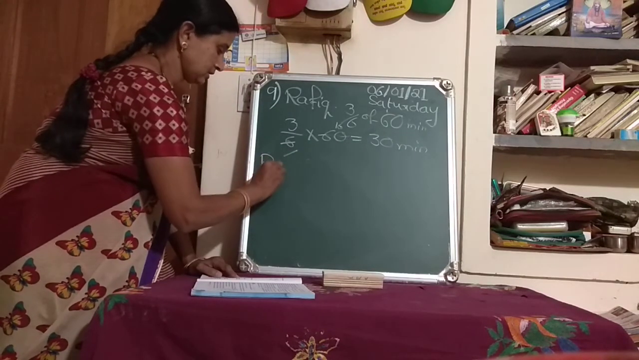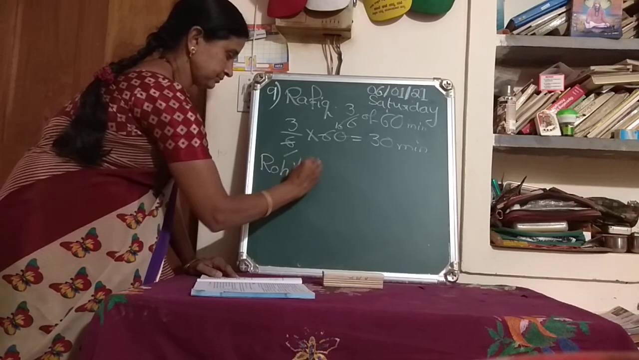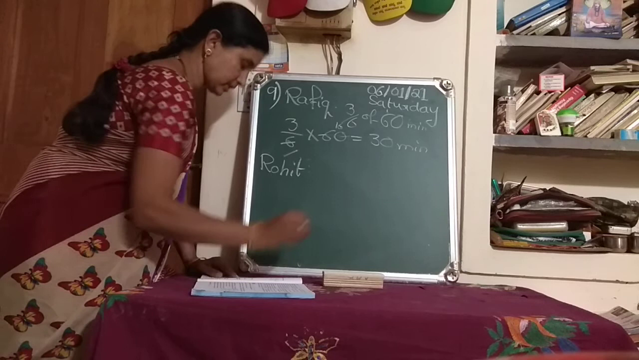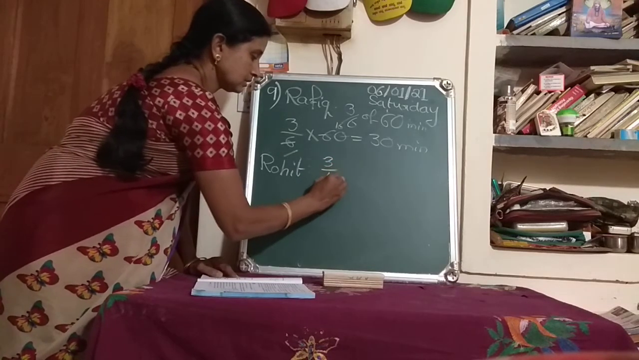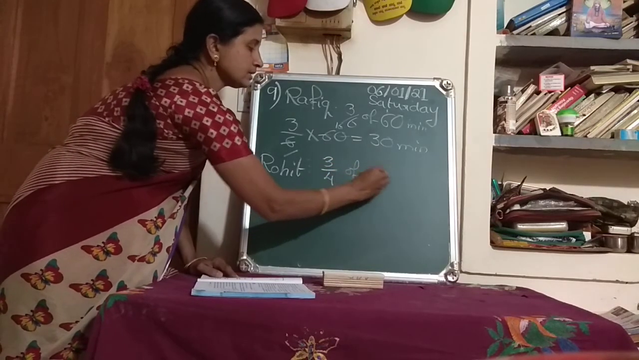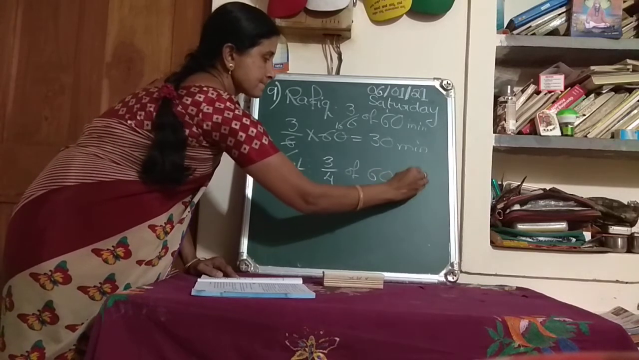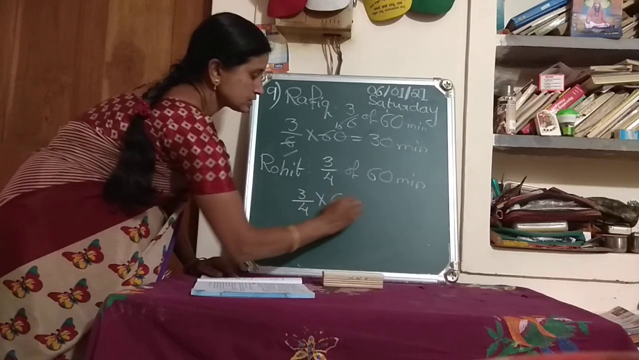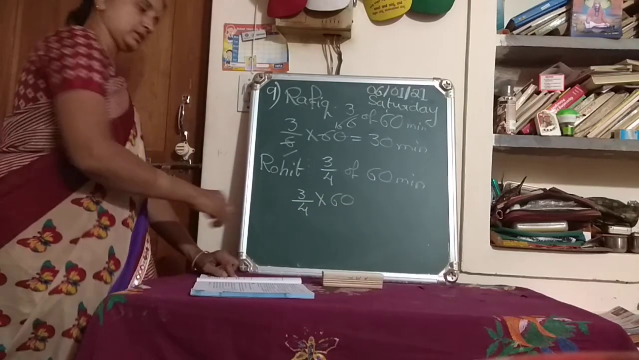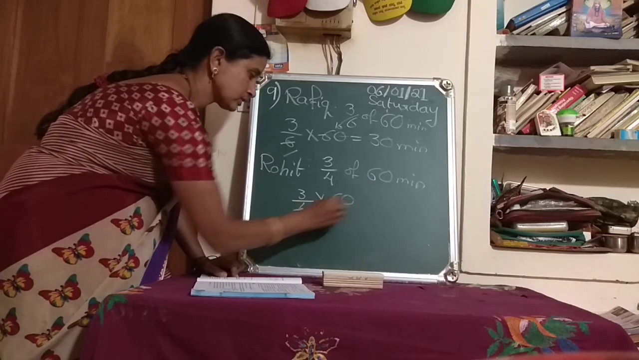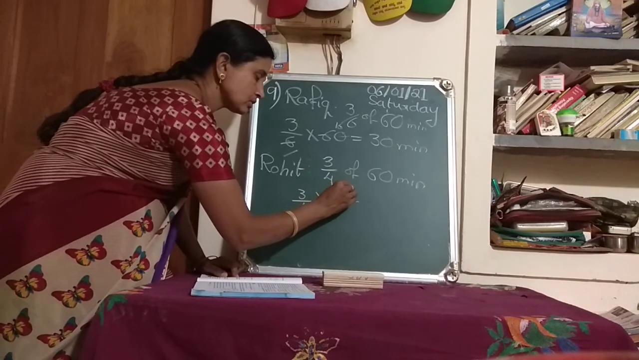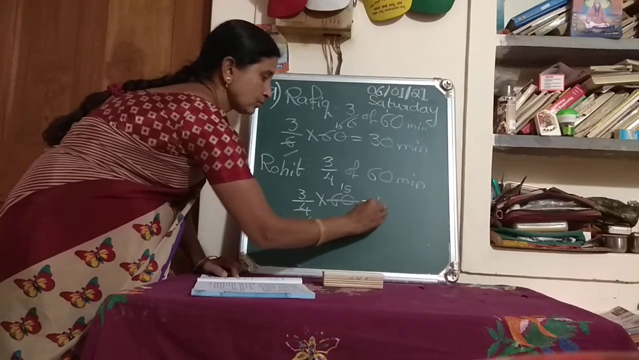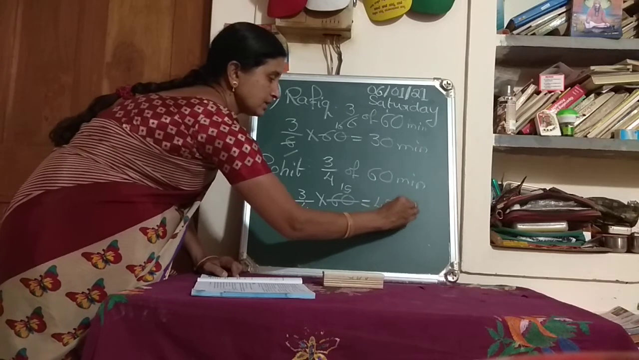Now Rohit exercises 3/4 of an hour. 3/4 of 1 hour is 60 minutes, which means 3/4 into 60 minutes. Here also we have to make a reduction. 4 ones are 4, 4 fifteens are 60. So 15 threes are 45 minutes.